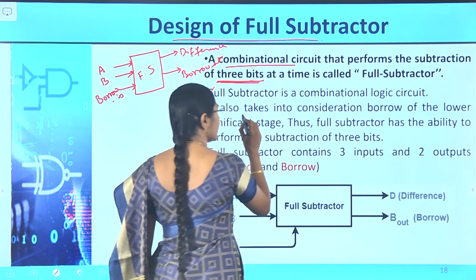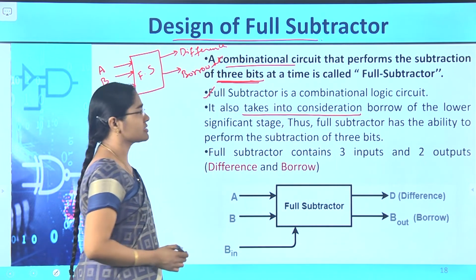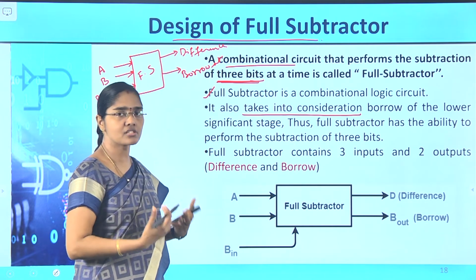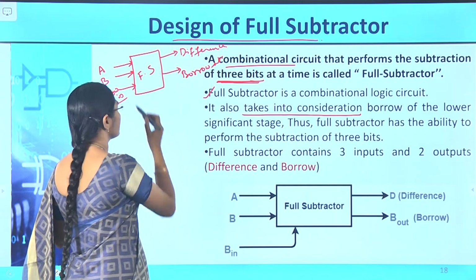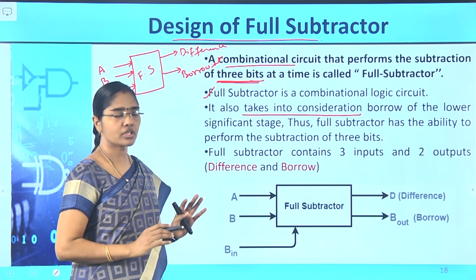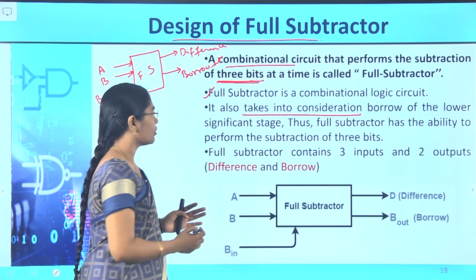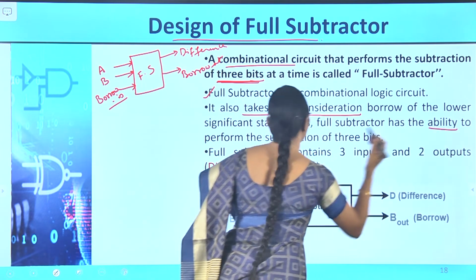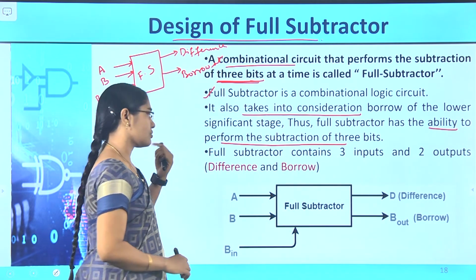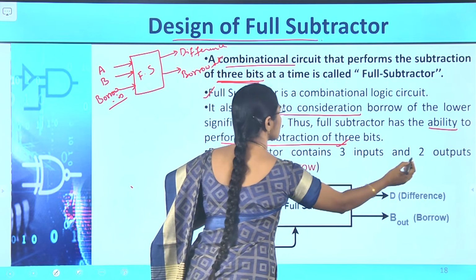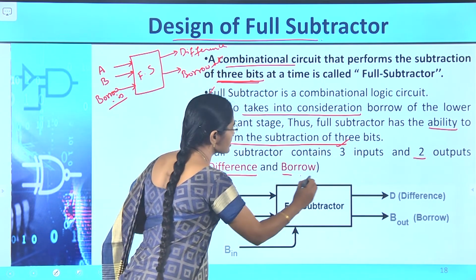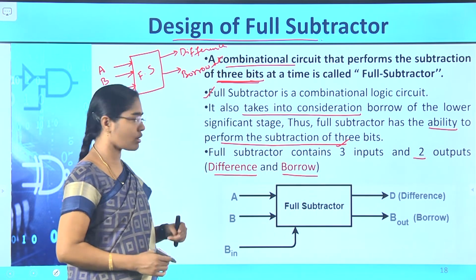And the advantage of this full subtractor is that it takes into consideration the borrow of the lower stage. That is called borrow in, the borrow of the lower significant stage. So it is able to perform the subtraction of 3 bits. Therefore it contains 3 inputs and produces 2 outputs. Those 2 outputs are one called difference and another called borrow.